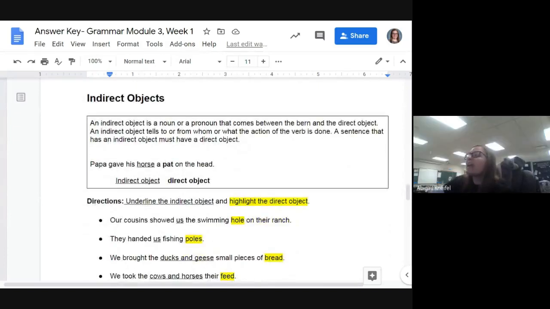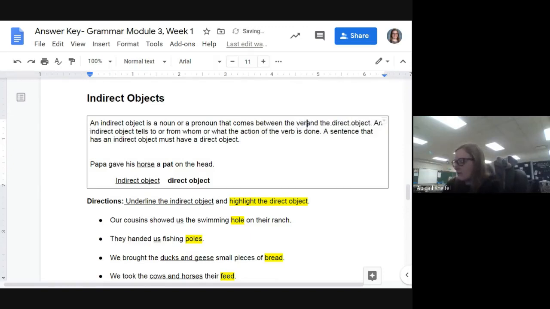So, I'm already done with indirect objects. This is a little bit more confusing. The indirect object is a noun or pronoun that comes between the verb and direct object. An indirect object tells to or from whom or what the action verb is done. If a sentence has an indirect object, it must have a direct object. There are not always indirect objects in sentences.